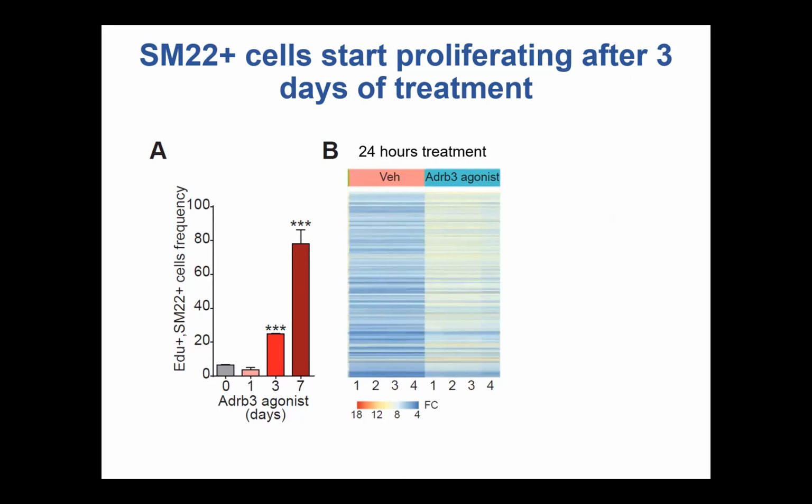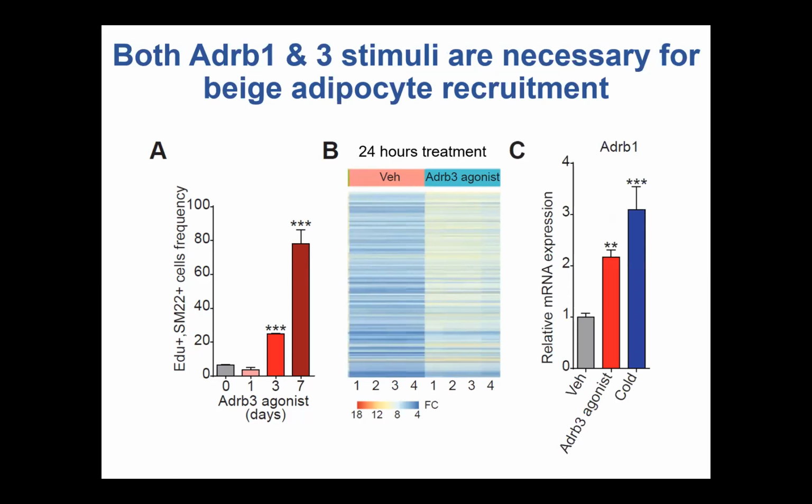And you can see that the treatment induced a certain number of genes. One of those genes that was very interesting to us was the induction of beta-1, the ADRB1 gene. So we confirmed its expression: we treated mice with beta-3 agonist or cold, and then we isolated RNA. You can see that there's indeed an increased expression of beta-1 receptor.